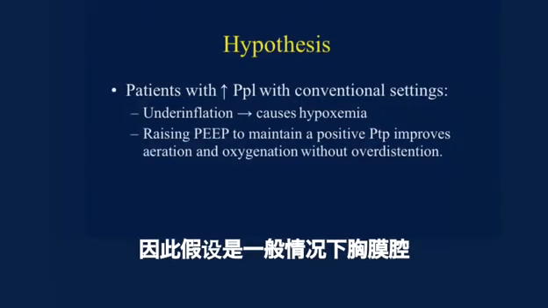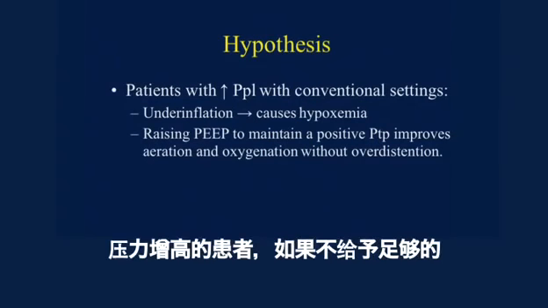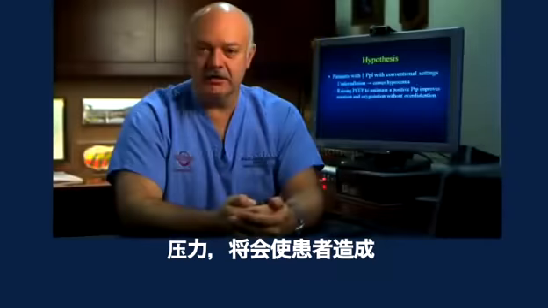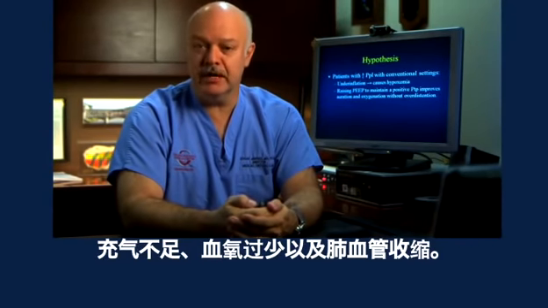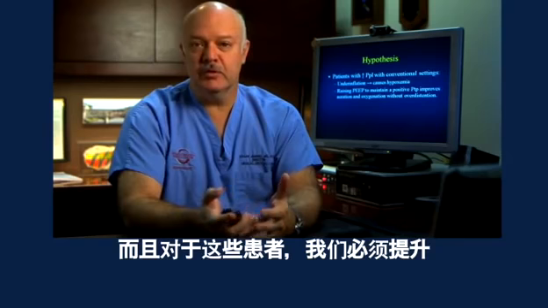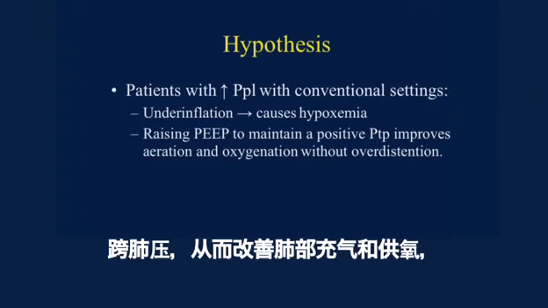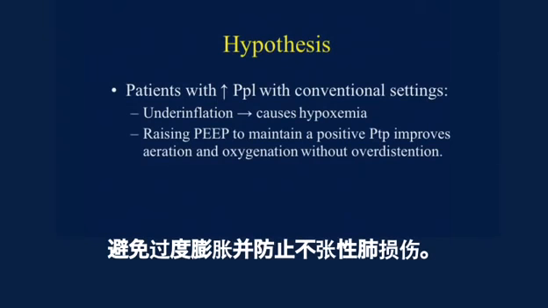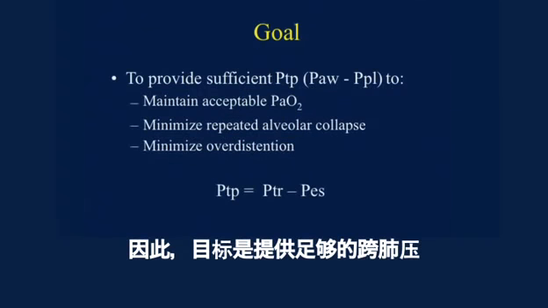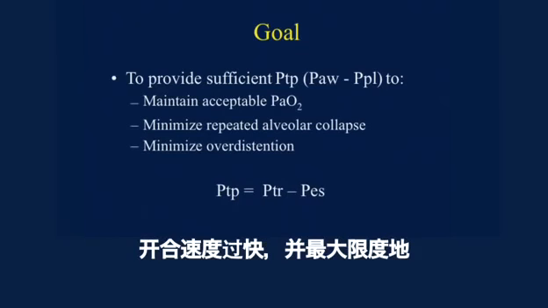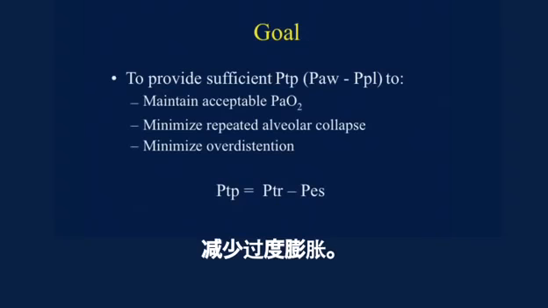So the hypothesis is that in patients with increased pleural pressures with conventional settings, if we don't give them enough pressure, we're going to cause underinflation, hypoxemia, and pulmonary vasoconstriction. Also, in these patients, we would have to raise the PEEP to maintain a positive transpulmonary pressure that improves aeration and oxygenation without overdistension, preventing atelectrauma. So the goal is to provide enough transpulmonary pressure to maintain acceptable oxygenation, to prevent the RACE, the repetitive alveolar closing and expansion, and to minimize overdistension.